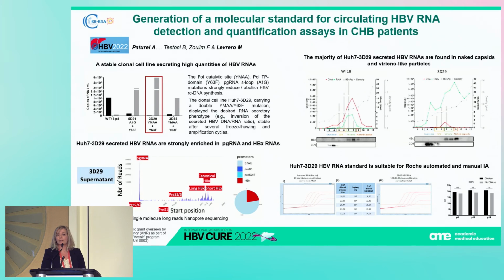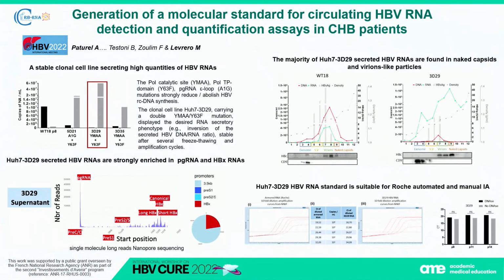In this context, we are working toward it together with Massimo, and we were able to establish a clonal cell line secreting high quantities of HBV RNAs. These cell lines have mutations in the pol open reading frame, reversing the ratio between HBV DNA and RNA, and the majority of this RNA is contained in virions and naked capsids. Single-molecule sequencing demonstrated that this RNA is mostly pgRNA and xRNA, and this material is suitable for use on the Roche automated and manual assay.